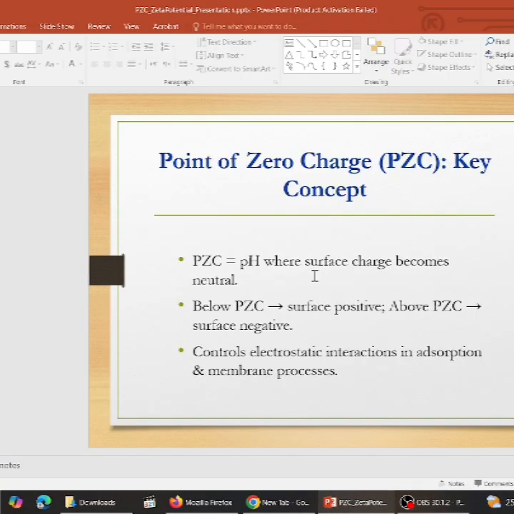Hello viewers, in today's video we are going to learn about point of zero charge. In my previous videos you have seen that I have been talking about point of zero charge again and again. So in this video we are going to learn how to do the point of zero charge for membrane samples. We all know that the method used to measure point of zero charge is called salt addition, and sometimes you also call it the salt titration method.